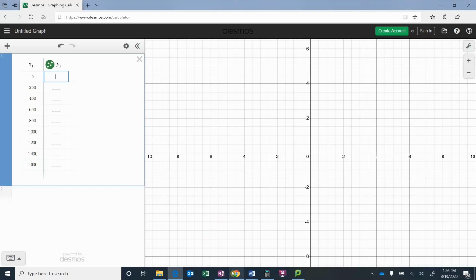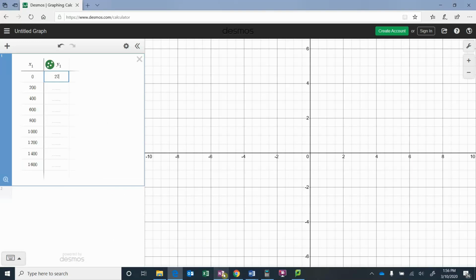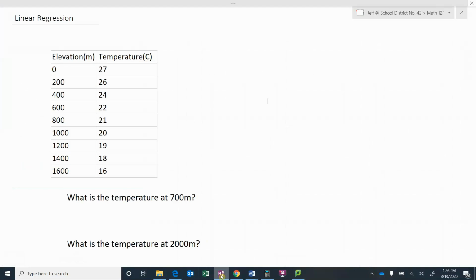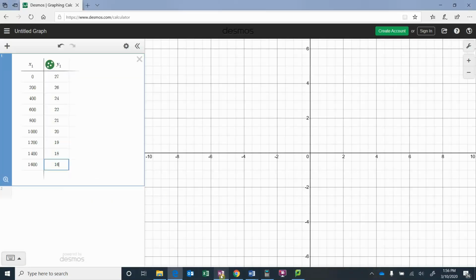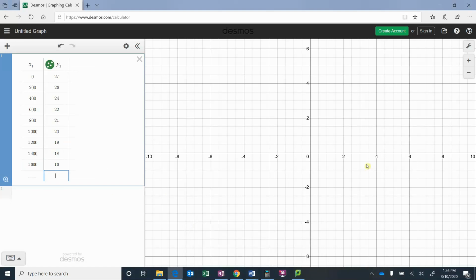Now I'm going to copy these temperatures in. 27, 26, 24, 22, 21, 20, 19, 18, and then 16. Okay, so here they are plotted on our graph. But you can't see anything because these y values, 27, 26, are up beyond our graph.